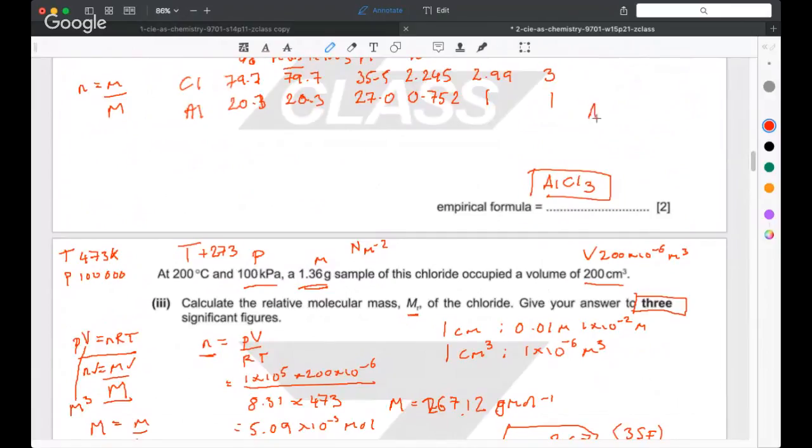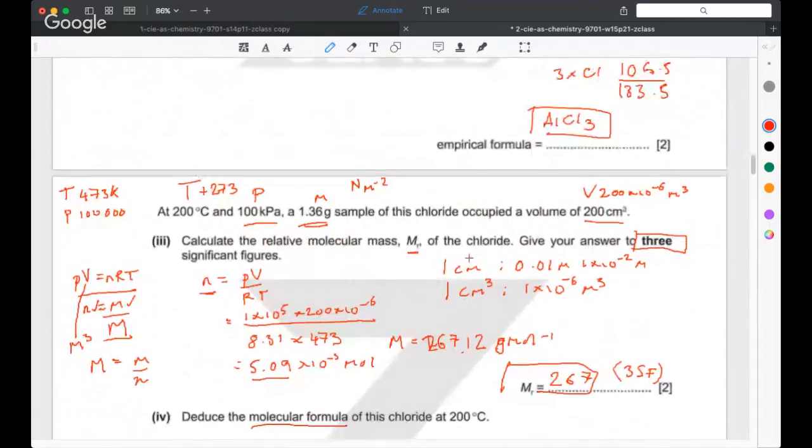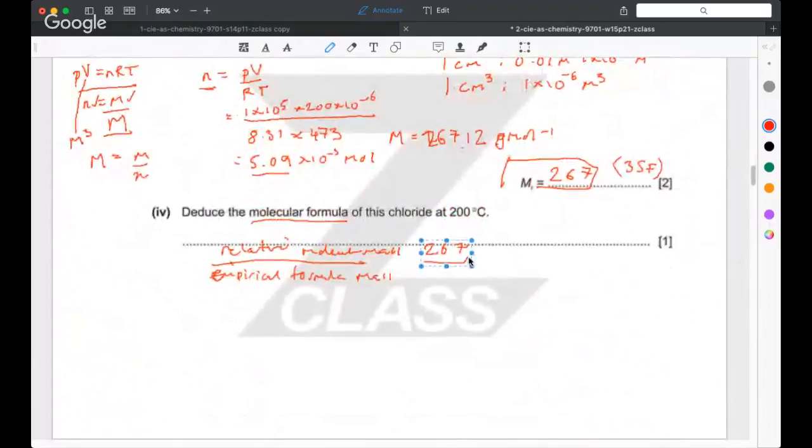Okay, so that means, look it up in the data book, the relative atomic mass for aluminium is 27. The relative atomic mass for chlorine is 35.5, but we've got to have 3 of those. 3 times 35.5 is 106.5. Added all together gives us an empirical formula mass of 133.5. So we're coming down here. Our relative molecular mass was 267 to 3 significant figures, and the empirical formula mass that we just calculated was 133.5. And if you do that division, you end up with an answer of 2.